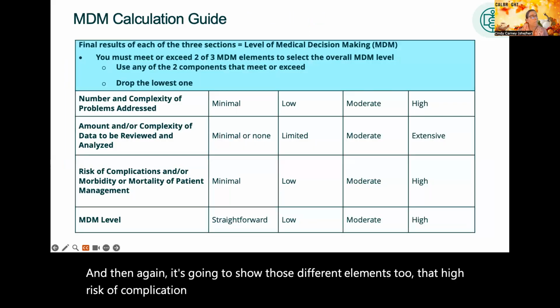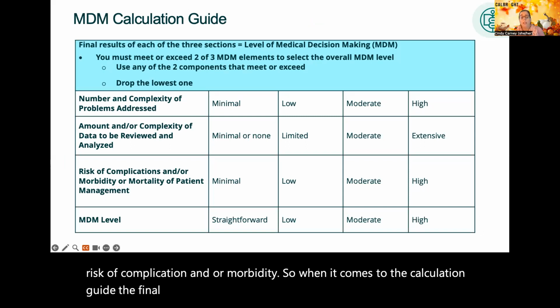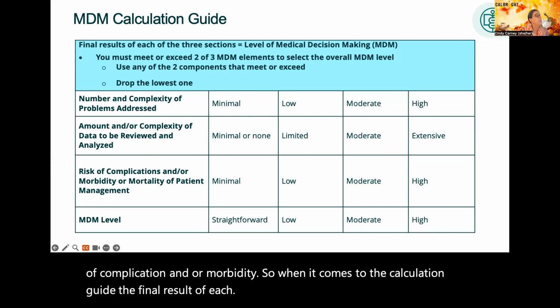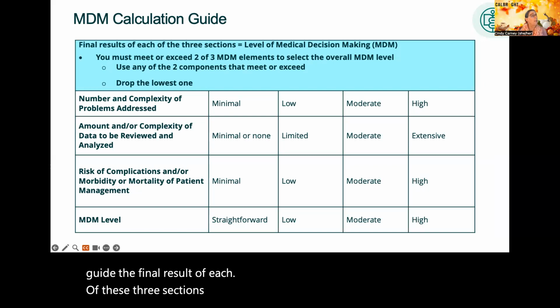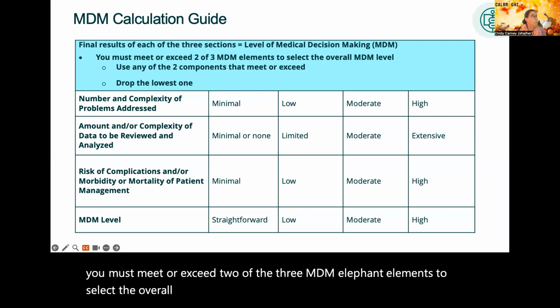So when it comes to the calculation guide, the final result of each of these 3 sections equals the level of your medical decision making. So you must meet or exceed 2 of the 3 MDM elements to select the overall MDM level.